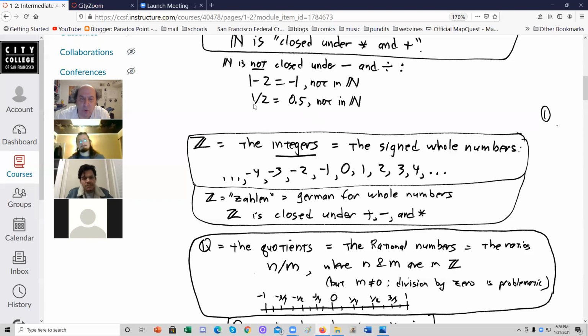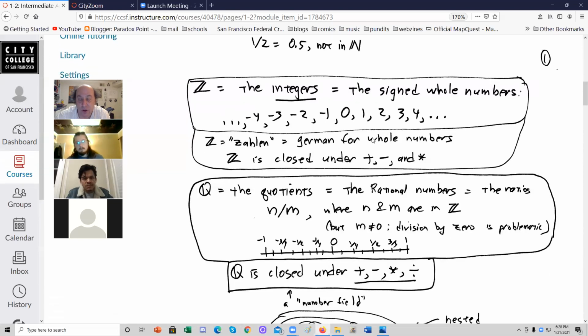Well, what about divide? 1/2 is 0.5. It's a fraction. It's not a whole number, it's not a counting number, and it's not an integer. It's a quotient. So we'll call that set of numbers Q, the quotients. Also called the rational numbers because these are ratios between integers. They're of the form n divided by m, where n and m are integers, except for m not equal to 0. Dividing by 0 gets you infinite or indefinite quantities, and that's a problem. So we generally avoid that. I will discuss them later, however.